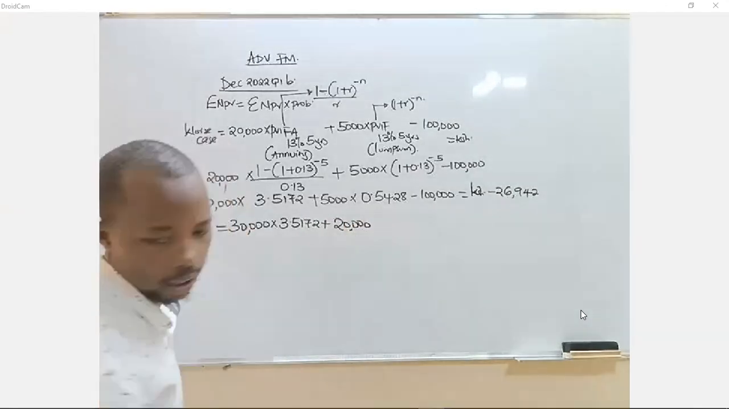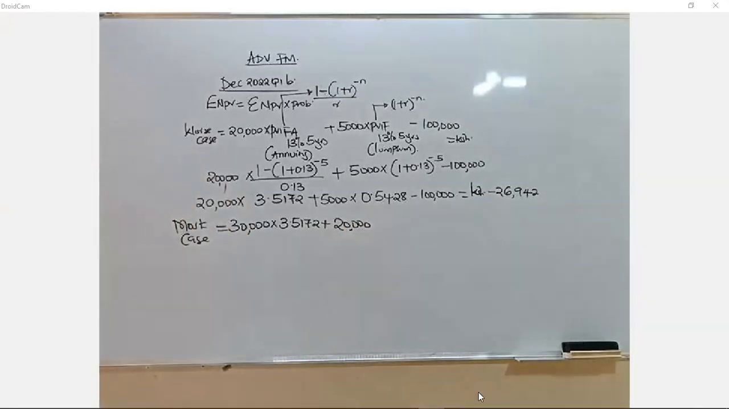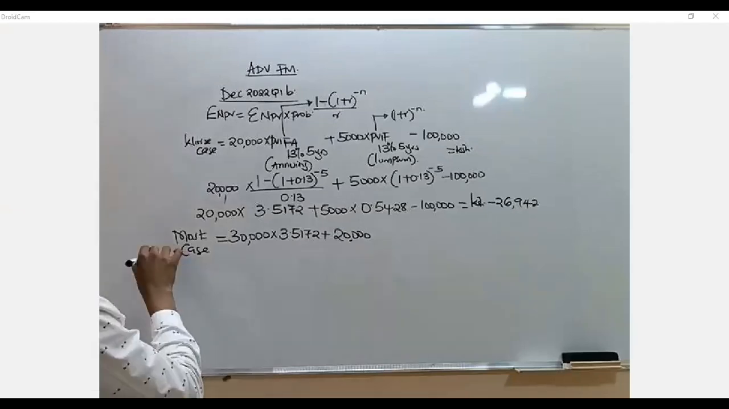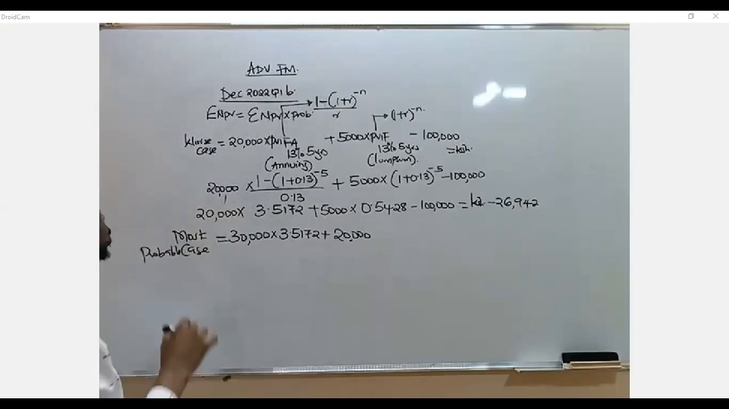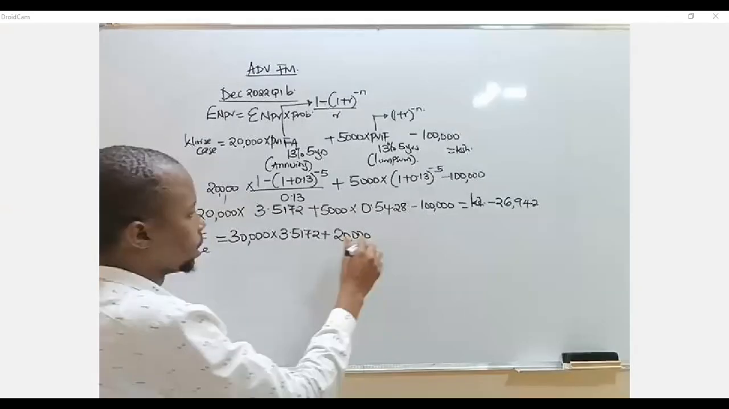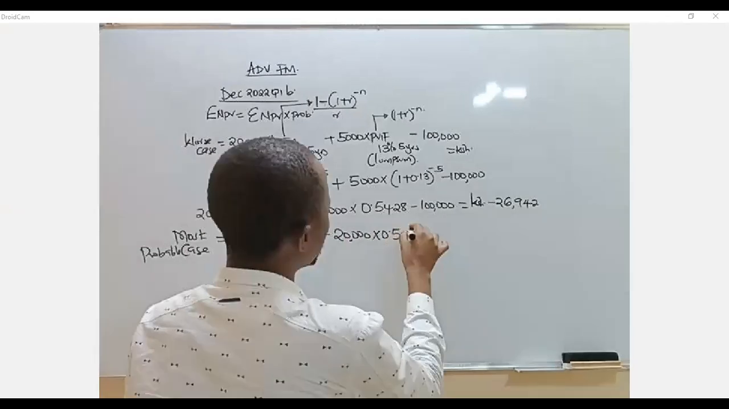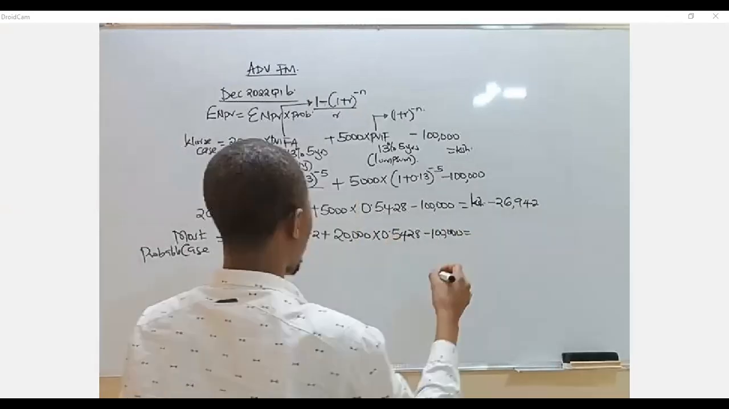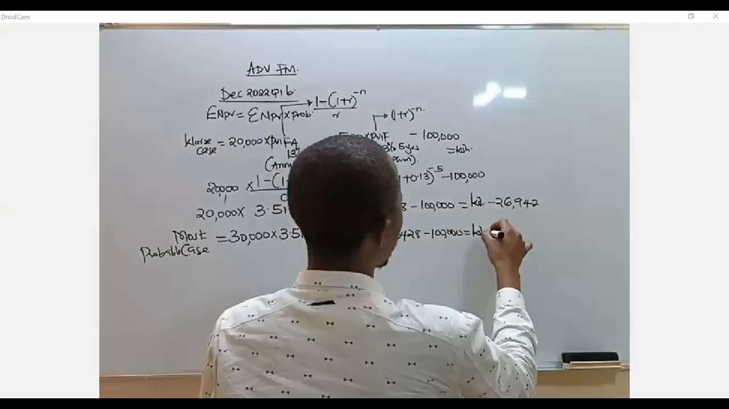I could see we are being given 20,000. Is it 20,000? Let me go back to my question. It should be the most probable case. So 30,000, we are being given all that. The terminal cash flow should be this one. The discount factor remains 0.5428 minus 100,000. How much is our NPV under the most probable case?